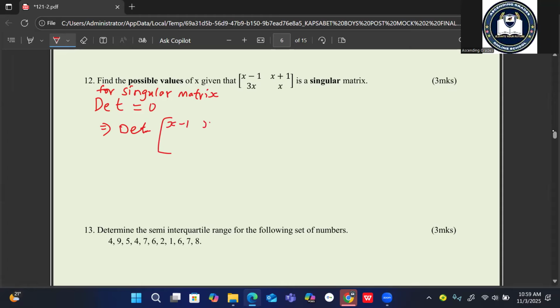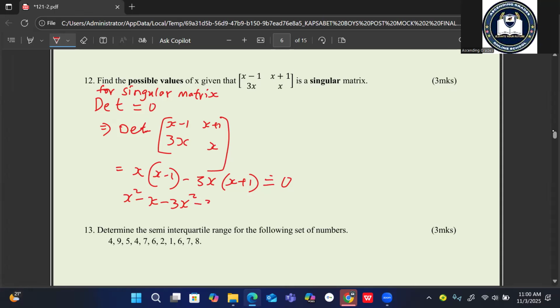So the determinant of x minus 1, x plus 1, 3x, x should be equal to x into x minus 1, minus 3x into x plus 1. That should be equal to 0. So this is x squared minus x minus 3x squared minus 3x is equal to 0. So this becomes negative 2x squared minus 4x is equal to 0.